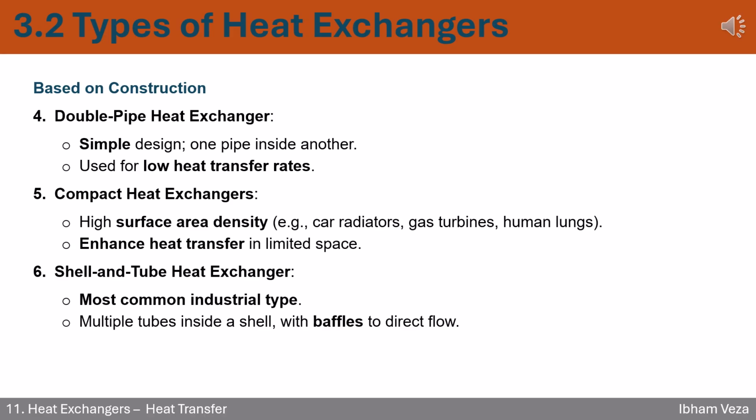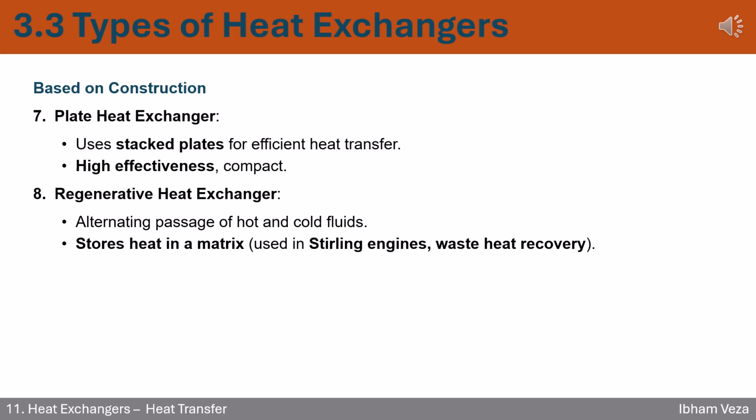Finally, there's the workhorse of industries, the shell and tube exchanger. Picture lots of tubes bundled inside a shell with baffles that guide the flow for better heat transfer. This is the most common type you'll see in factories, refineries, and power plants because it balances efficiency, flexibility, and easy maintenance. Keep it simple: double pipe for low needs, compact for space saving, and shell and tube when you need industrial strength.